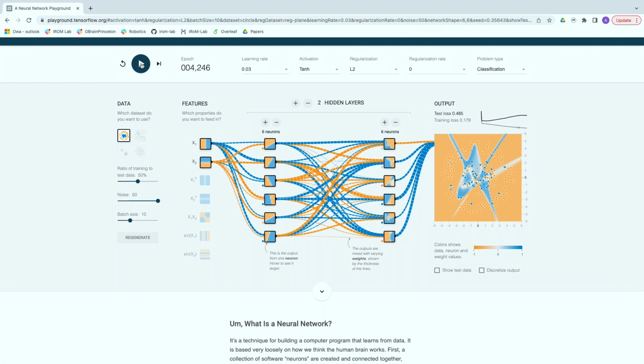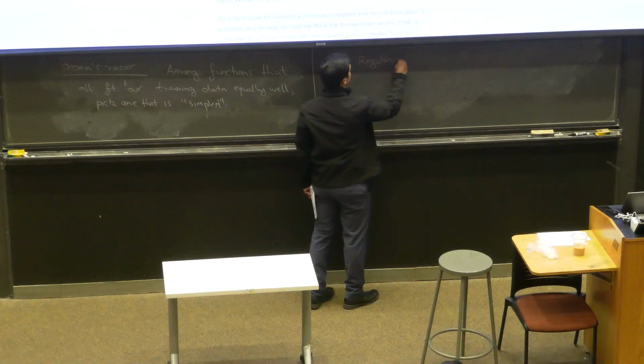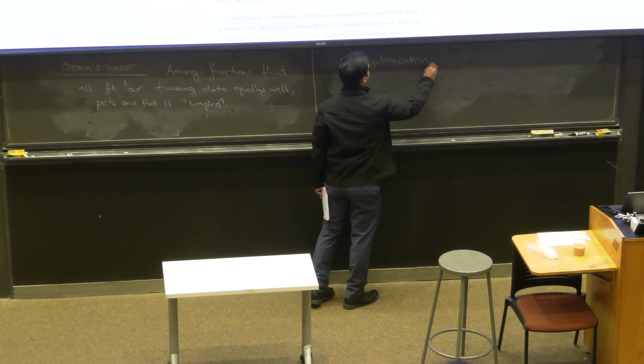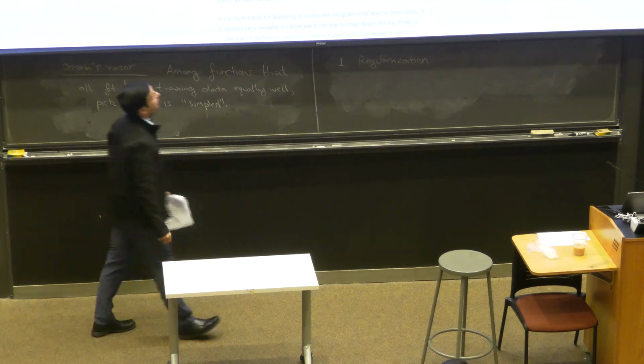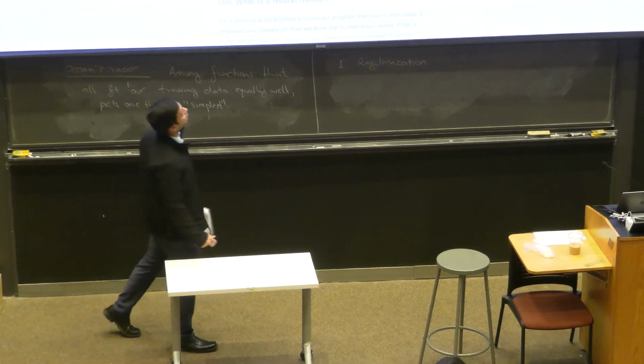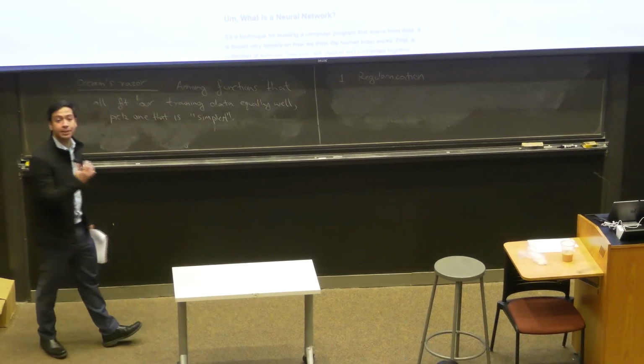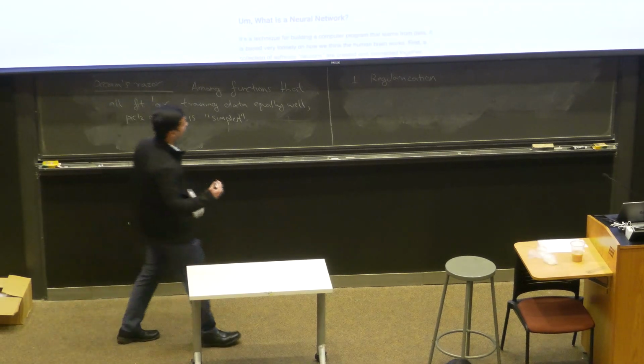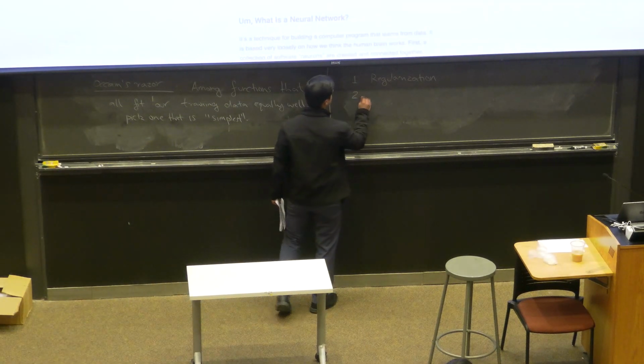So I guess with this intuition of Occam's razor, there are two classes of approaches that you can use to prevent overfitting. So the first one is what's known as regularization. So basically adding something to the loss, adding some term to the loss function that promotes simplicity. Simplicity as we'll formally define in just a second.